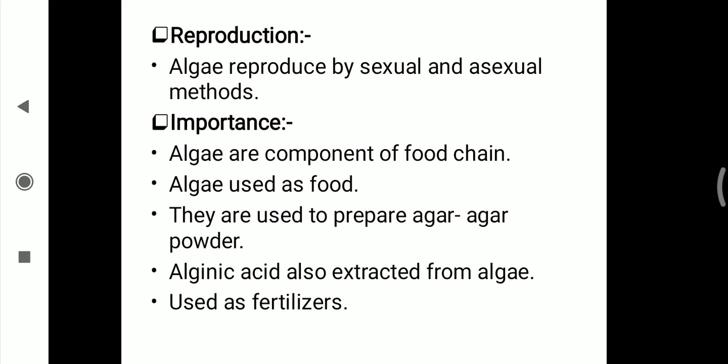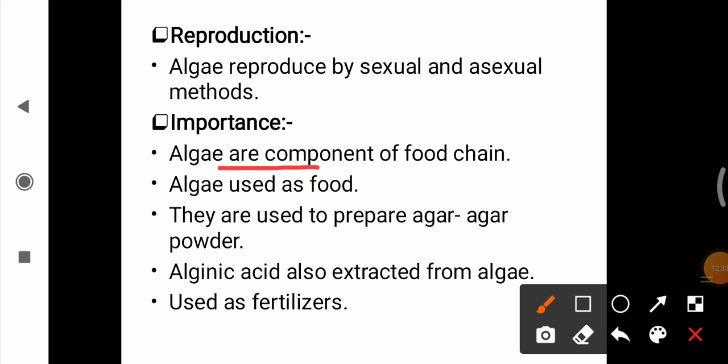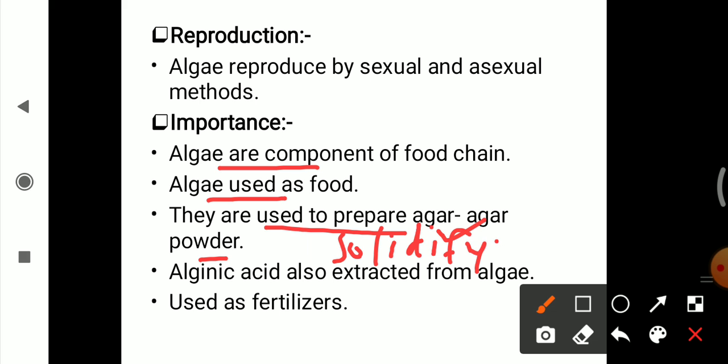If we talk about the importance of algae, algae are a component of the food chain, mostly in marine life. Marine life like fishes, worms and sea stars depend on the algae. They are used as food, such as jelly items and many other foods. They are also used to prepare agar-agar powder, which is mostly used in the microbiology lab. Agar-agar is a solidifying agent that solidifies the media.